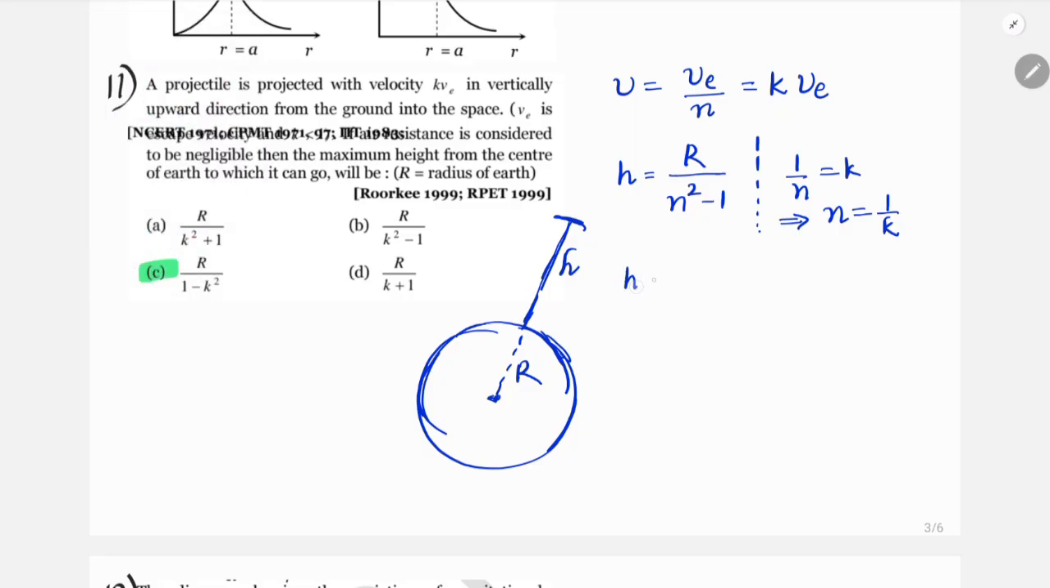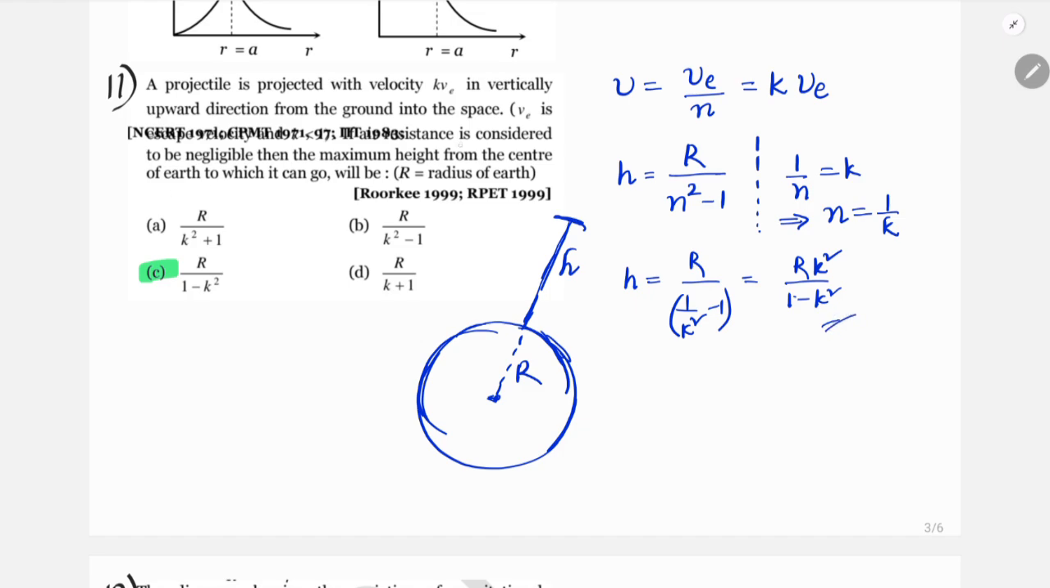See, now if I substitute here, this is equal to 1 by 1 by k square minus 1, you will get. Yes or no? Now this is equal to r by 1 minus k square by k square. That k square I can write here. Yes or no? But this is the height reached.